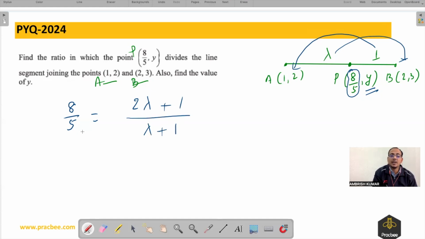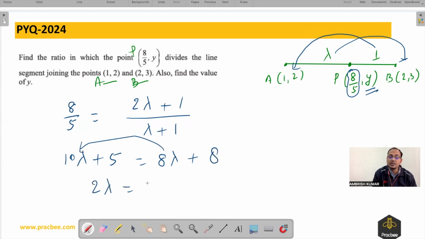Now cross multiply. So 5 into 2, 10 lambda plus 5 into 1, 5. It's going to be 8 lambda plus 8. Now take the lambda on the left, the constant on the right. So 2 lambda is 8 minus 5, 3. So lambda is 3 by 2, which is the required ratio. So the required ratio is going to be 3:2. This is exactly what we have to solve here.